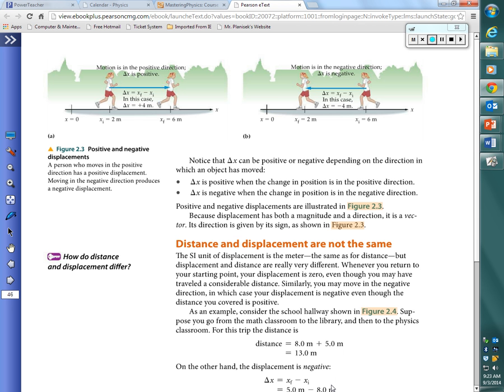Okay? Good there. That's what's summarized here at the top of page 46, and also I believe at the top of page 3 of your packet. Delta x, displacement, is positive when the change in position is in the positive direction, regardless of where you are in relation to the origin. Delta x is negative when the change in position is in the negative direction, regardless of where you are in relation to the origin.